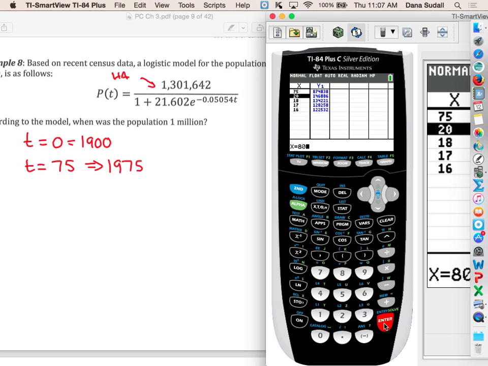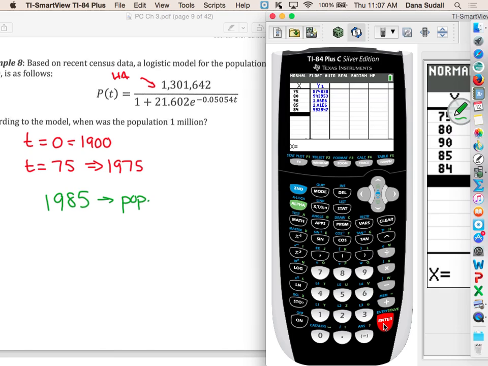Let's try 1980. That's closer, so it's bigger than 1980. Let's try 1990. All right, so at 1990, we're over 1 million, so it's got to be somewhere in between there. I'm going to go to 85. 85 is a little over. 84 is a little under, so 1985 is when the population will exceed 1 million.